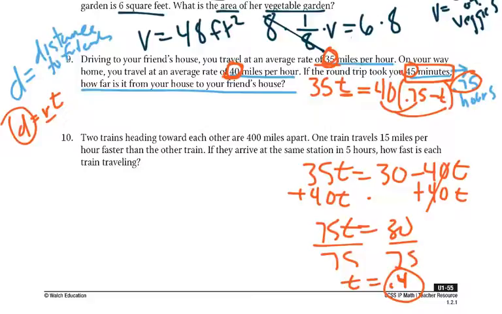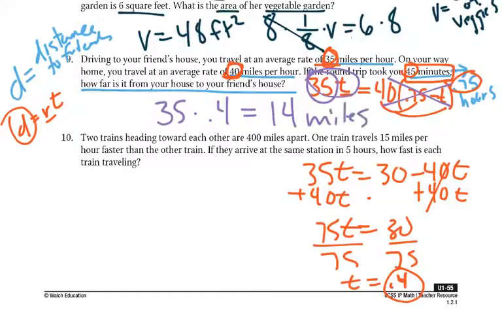Okay? Now because we had the 35t over here, not the one we're subtracting it from, we'll use 35 and go 35, our rate, times the time 0.4. That's going to give us the distance. So 35 times 0.4 would equal 14 miles. Okay, so a very complex one, huh?